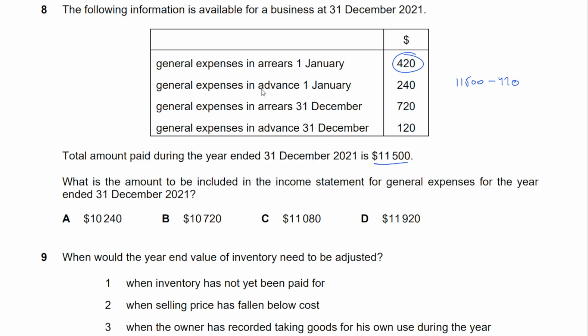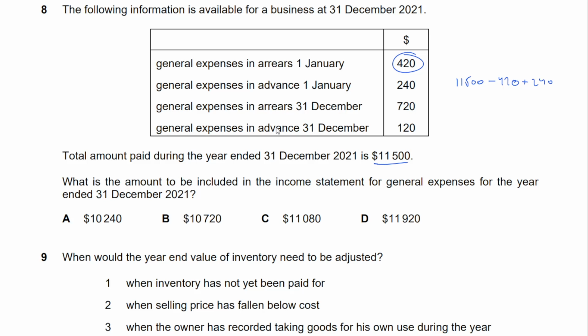General expenses in advance. We paid something last year, which is 240. We didn't pay it within this 11,500, we didn't pay it during the year. So this 240 was paid last year, but it belongs to the current year. It was already paid when the year started, but we have to include it, right? Although we didn't pay for it, we have to include it because of the rules. We have to include what belongs to this year, what actually took place during the year, no matter if we pay it or not.